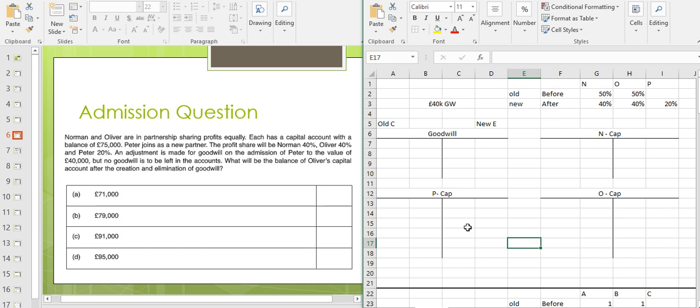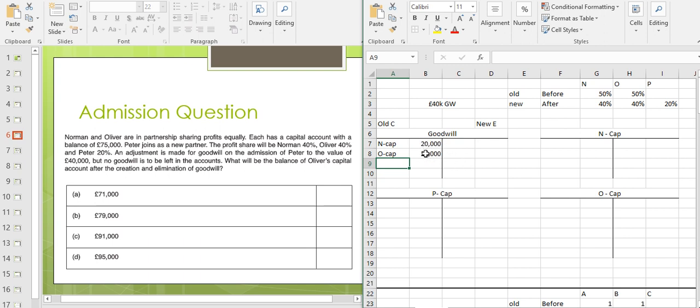So the first thing is, and this is the process for every single question on changes to partnership, you take the 40,000 and you split it based on the old ratio, so before any changes took place. Before it was just these two people, 50-50. That is a £20,000 split, so we're going to put 20 there, and that is going to the two people that were there before, which is Norman and Oliver. Okay, so that is a debit.